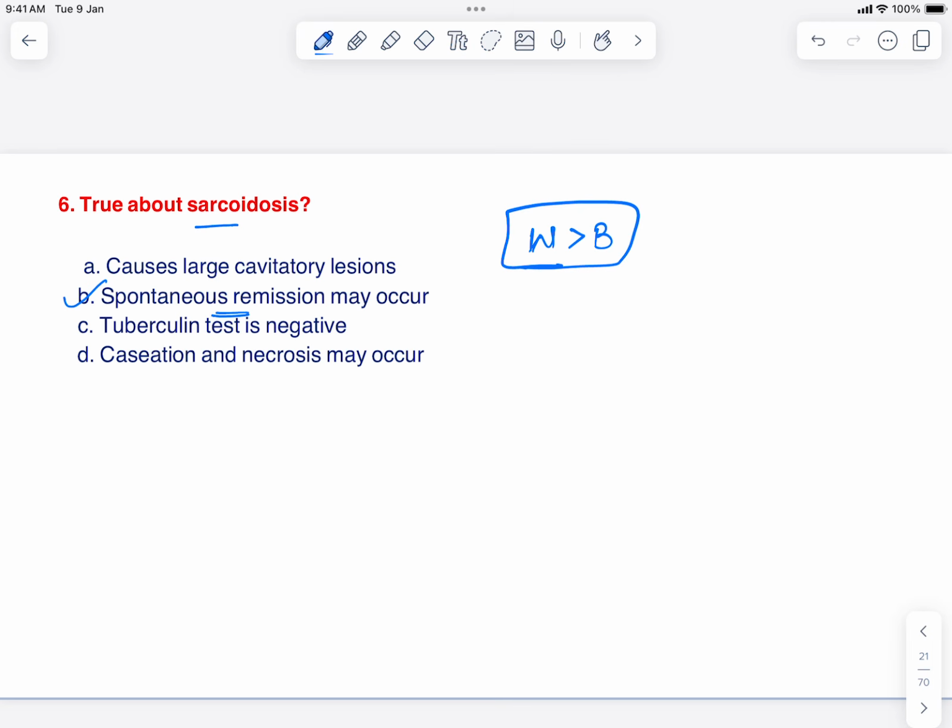Okay, then you take this option, causing large cavitary lesions. It is an incorrect statement. The tuberculin test can be positive in patients with sarcoidosis, and it is not caseating necrosis, it is non-caseating necrosis that you come across in patients with sarcoidosis. All right, next question.